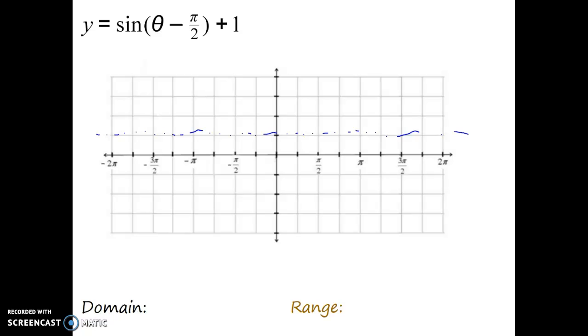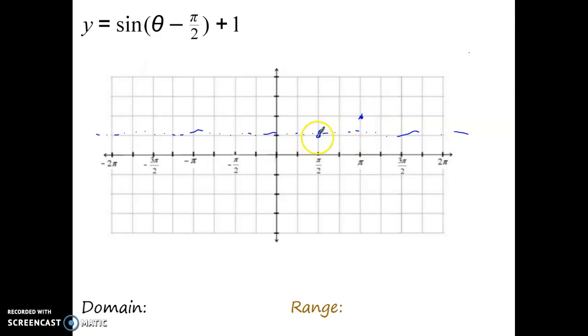So think about what sine normally looks like. Sine of 0 is 0. So normally I would have a point right here, but I'm going to shift that point pi over 2 units to the right and also up 1. Normally at pi over 2, sine is equal to 1. But I'm going to take that point and shift it pi over 2 units to the right and also up 1. So you can see my amplitude is 1. There is a distance of 1 between that point and the midline that I had before.